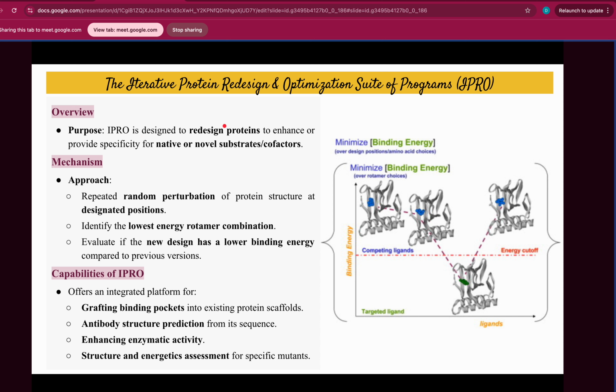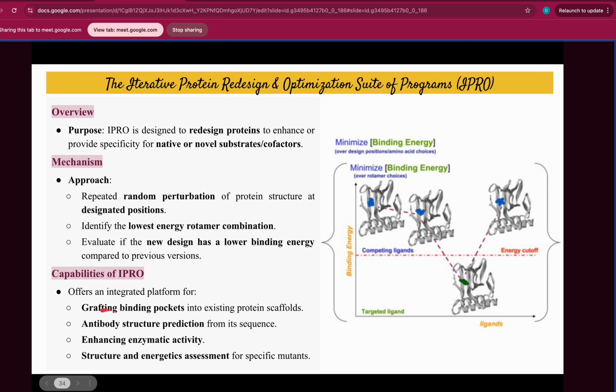And then there is a suite of programs, IPRO, the Iterative Protein Redesign and Optimization suite of programs. It was designed to redesign proteins to enhance or provide specificity for native or novel substrate cofactors. The approach is that it repeats random perturbations of protein structures at different positions. It keeps on perturbing until you get a structure which is below the energy cutoff, whose energy is as low as possible. Till that point you keep changing things in your protein sequence to get the most stable protein conformation.